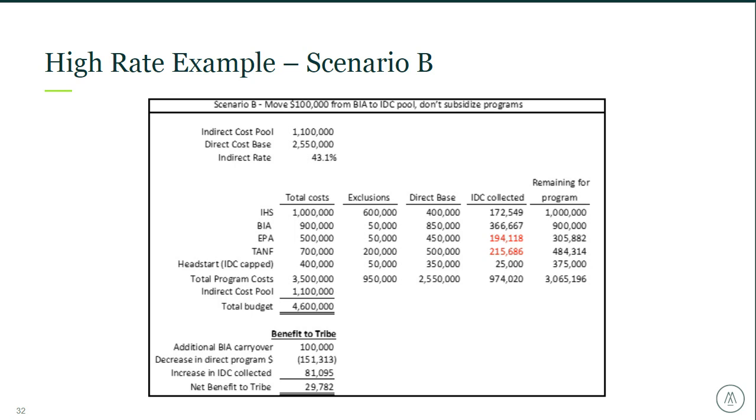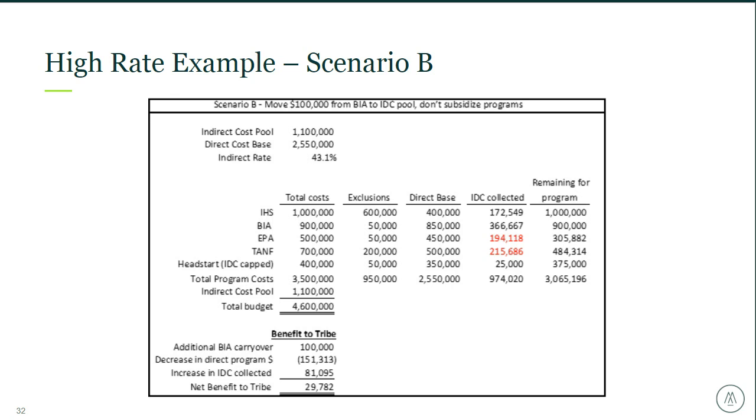So now the rate is 43.1%, which means for BIA and IHS, the indirect cost that's collected is at a higher rate. You get that add-on funding. However, that also means your EPA and TANF programs now you're charging a higher rate to them. That means you have less money available to your programs. In this example, we're not subsidizing the programs with tribal general fund money. So there's basically less money available for the EPA and TANF programs.